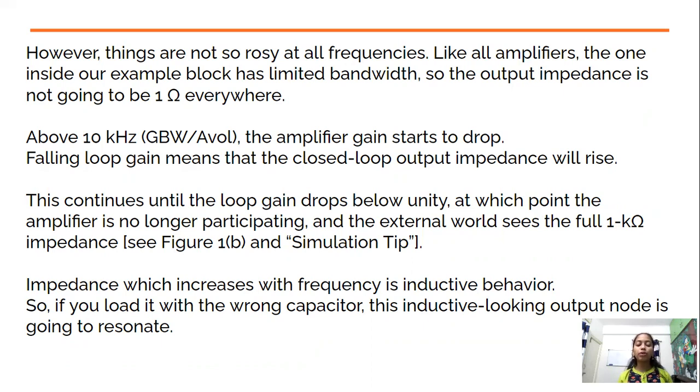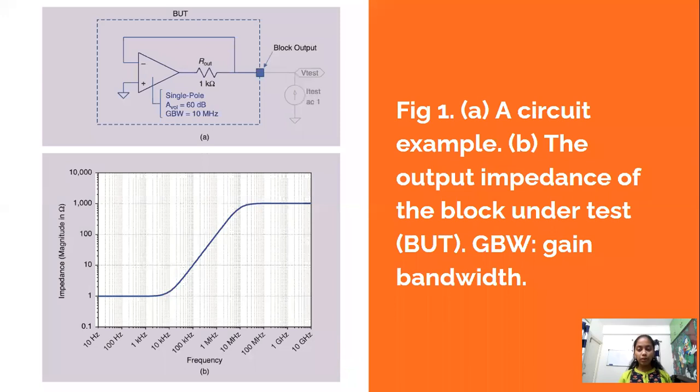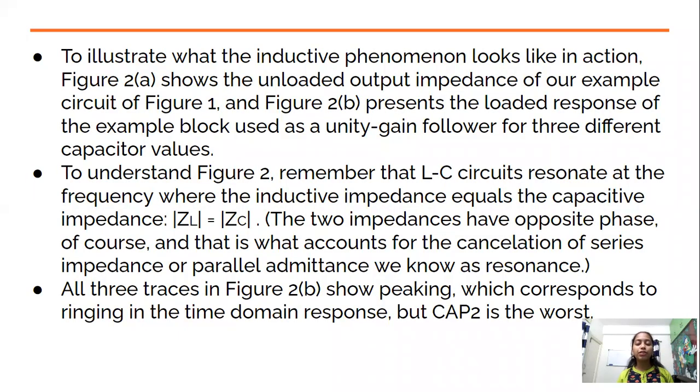So if you load it with the wrong capacitor, this inductive looking output node is going to resonate. Figure 1: A is the circuit example, and B is the output impedance of the block and the test part. To illustrate what the inductive phenomenon looks like in action, figure 2A shows the unloaded output impedance of our example circuit of figure 1, and figure 2B presents the loaded response of the example block used as a unity gain follower with three different capacitor values.